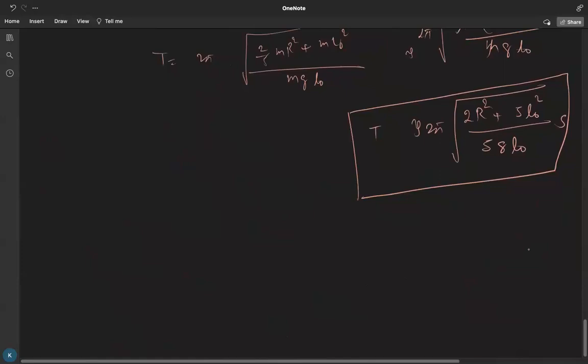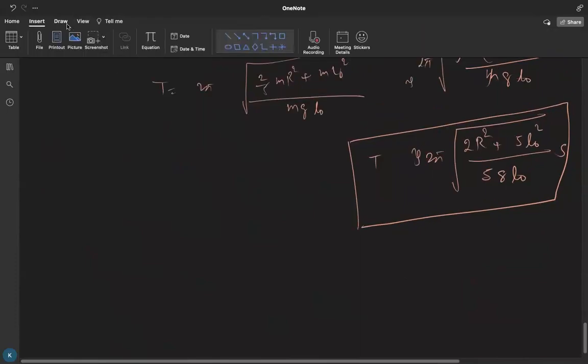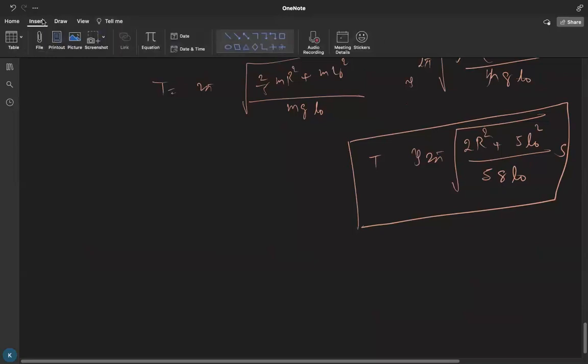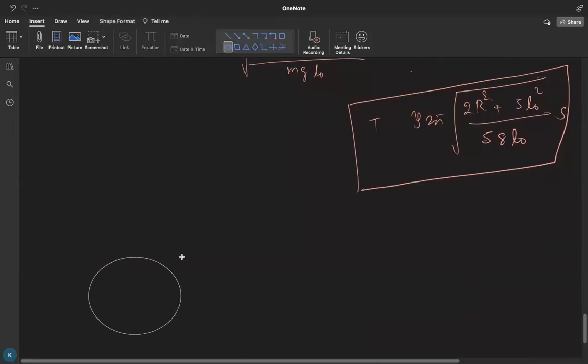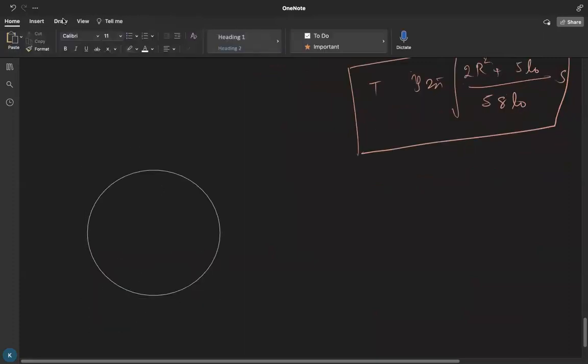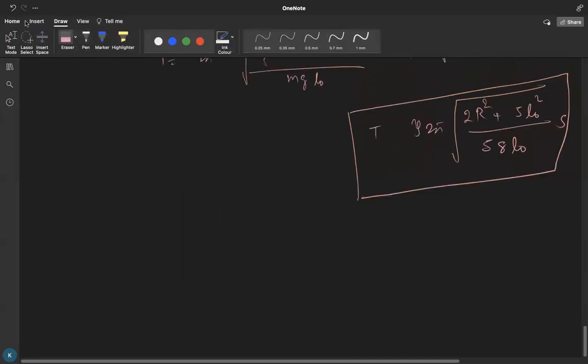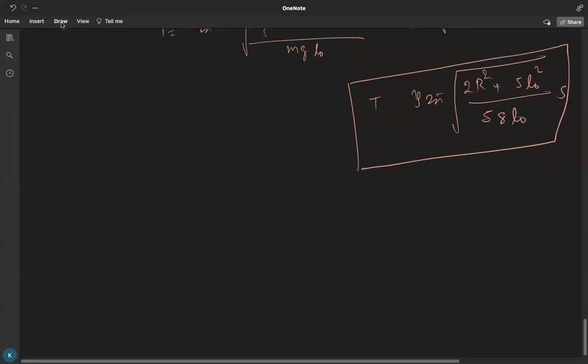Let's take the last example, which is a semicircular ring. Let's take the semicircular ring. How to insert it? Let me try it here. This is our full circle. Am I able to delete some part? Oh no. Okay, I think there's no direct figure to draw it.